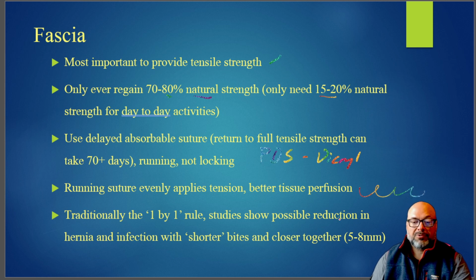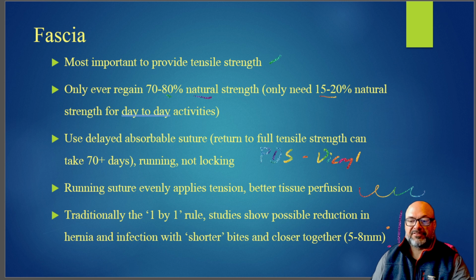The 1-by-1 rule: most of the time, if we've got our cut fascial edges here, folks will say go back 1 centimeter from the cut edge and then travel down 1 centimeter from your next bite. So you pop through here and come out, and then travel down, come out there.